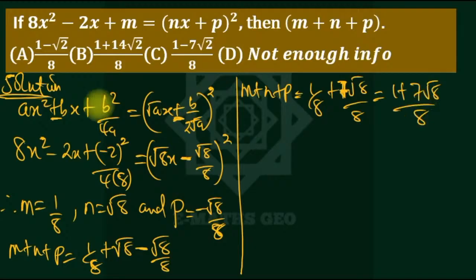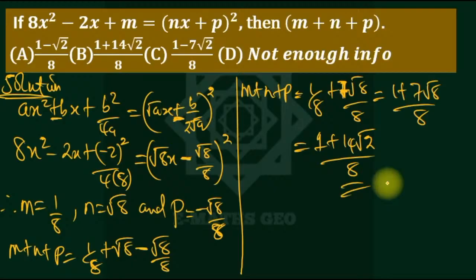So it's not in the option, but we can still simplify. So now we know that root 8 is 2 root 2. And 2 times 7 is 14. So 14 root 2 over 8. So that's the answer, which is option B. So it's a tricky one, but it's still simple.